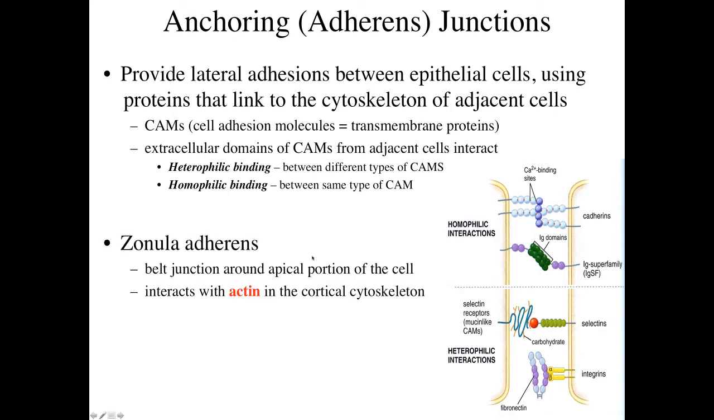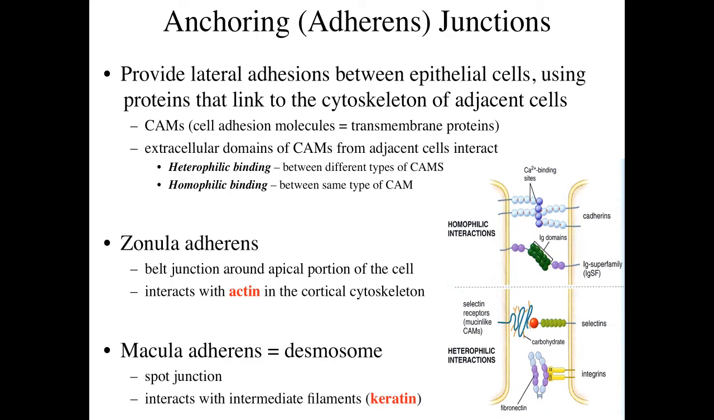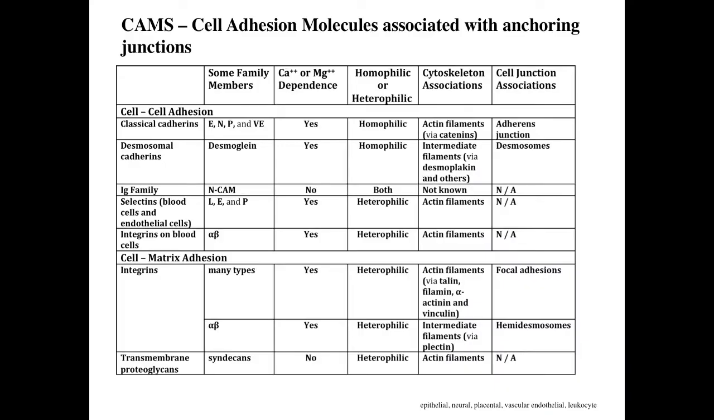Now, a zonular adherens is a belt junction around the apical portion of cells. These zonular adherens proteins interact with actin in the cortical cytoskeleton. And then we'll talk about macular adherens or desmosomes. These are called spot junctions. These structures interact with intermediate filaments, keratins. And we'll look at each of those in turn.